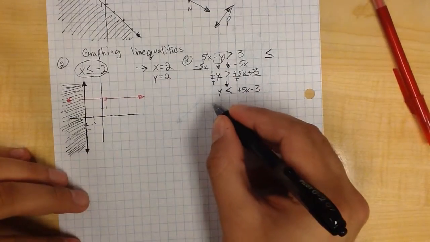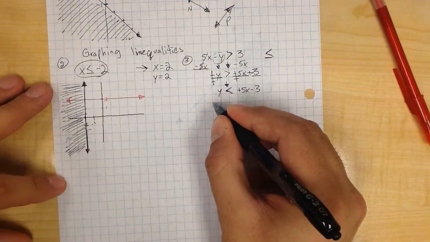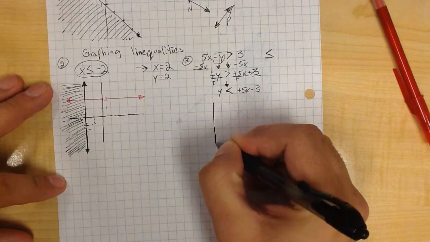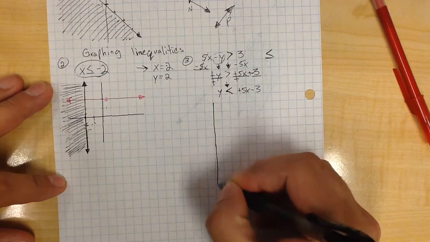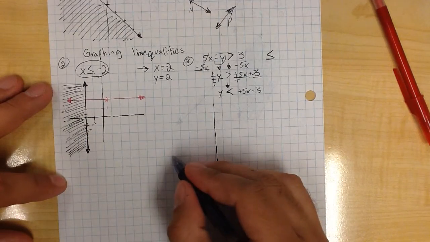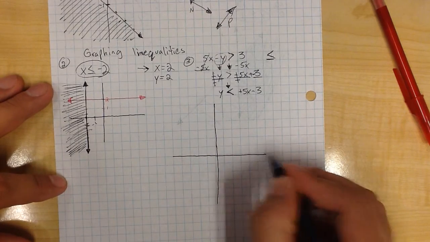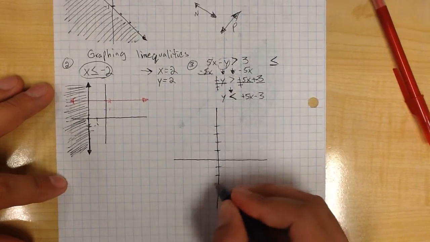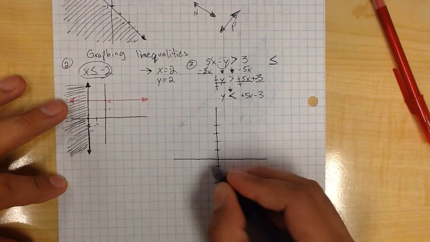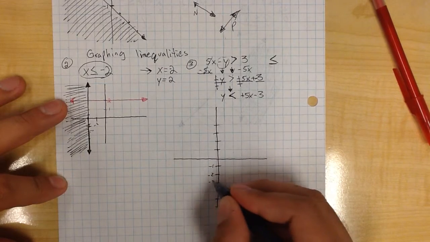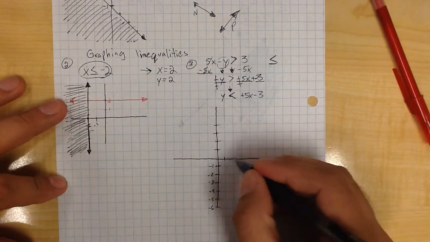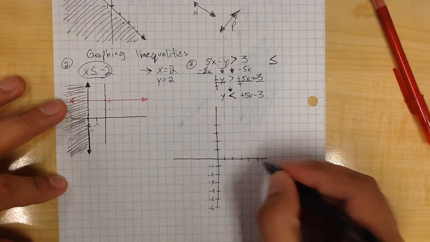So I'm going to go ahead and start getting it ready to graph it. Again, I'm not using a ruler, but please use a ruler. I don't want to see your crooked writing. -1, -2, -3, -4, -5, -6. I'm giving you graph paper for a reason. Use it.